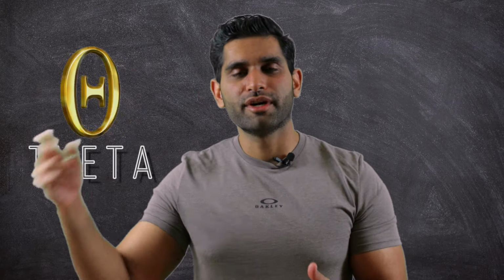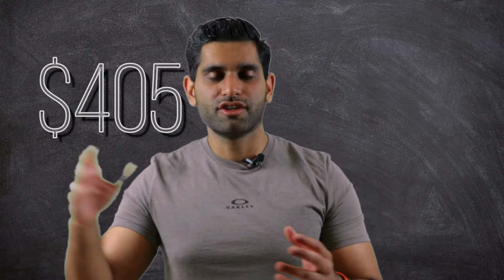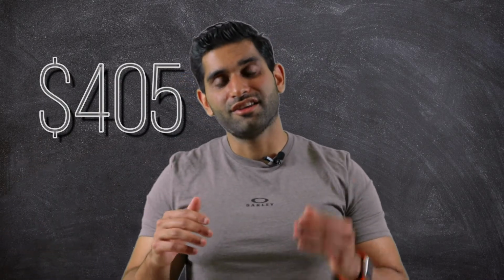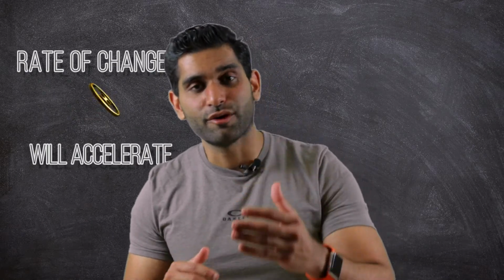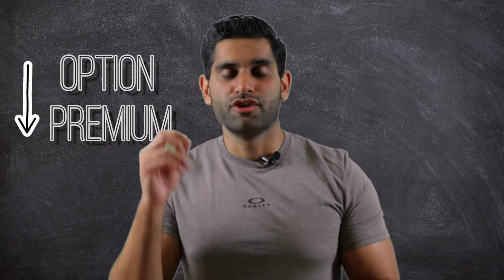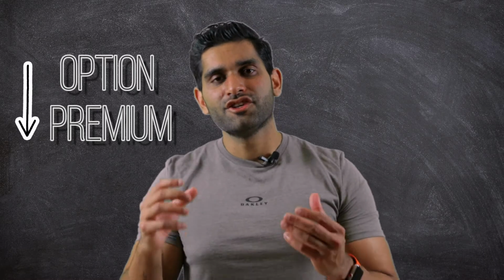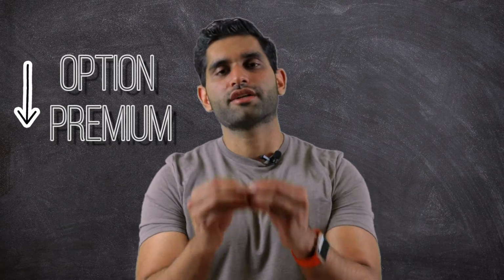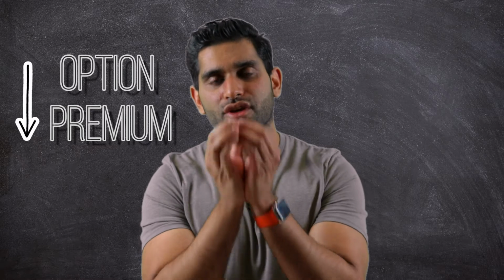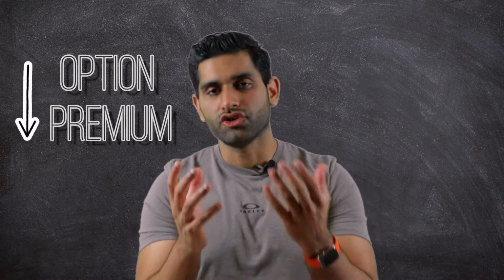Going back to our example, let's say you reach March, there's only 1 month left until the expiry of your contract, and it's at $405. It hasn't reached 420. The rate of change of Theta will accelerate, and your option premium will start going down faster, solely based on Theta. The reason is that there's less chance of this option contract ending up in the money, less chance that it will be higher than 420. So time decay is not on your side.